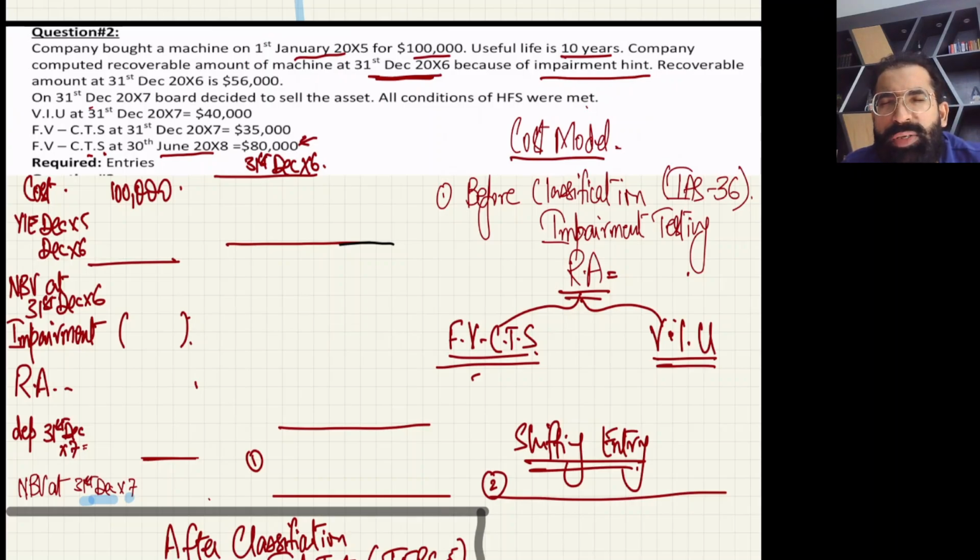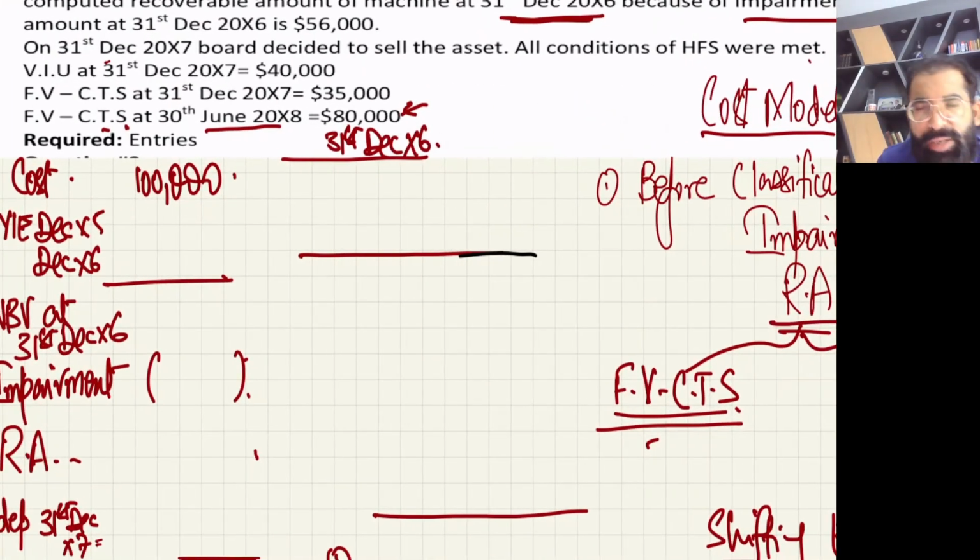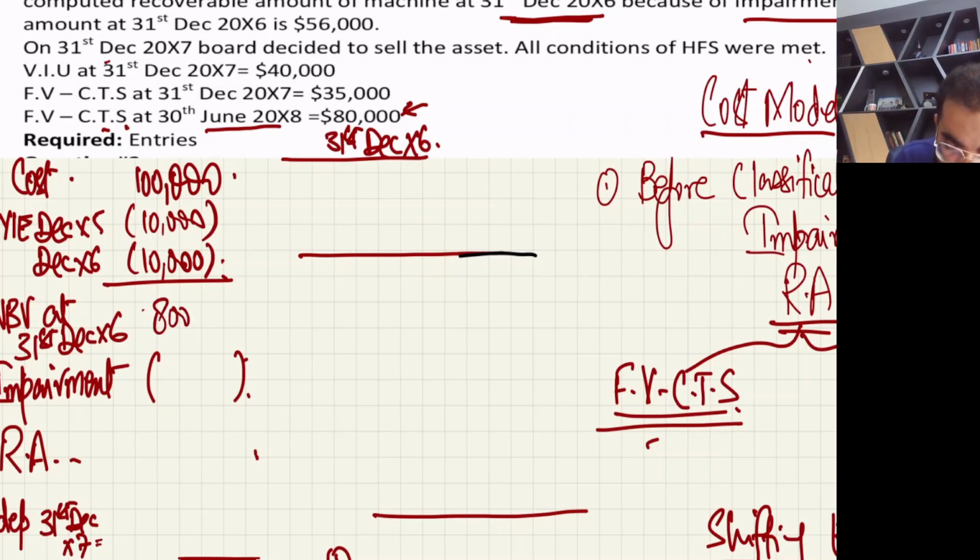Listen. So on 1st January X5 we bought the machine. We depreciate complete X5 and complete X6, because the impairment is done at 31st December X6. Per year, 100,000 divided by 10 years is 10,000. First year it's 10,000, second year is 10,000, so 20,000. Can you please subtract it to get NBV? NBV at 31st December X6 is 80,000.